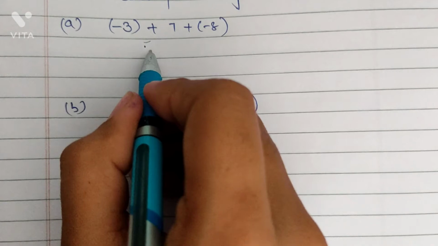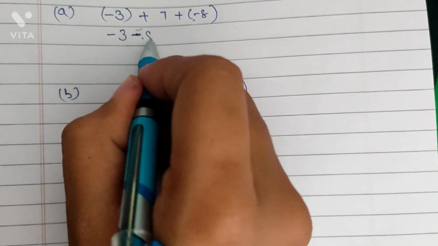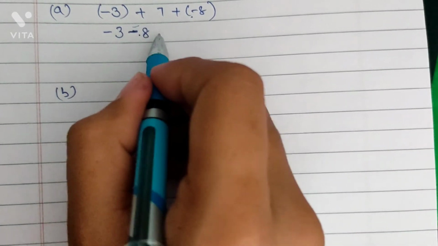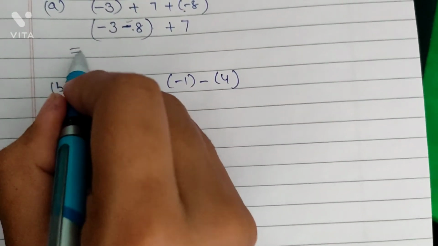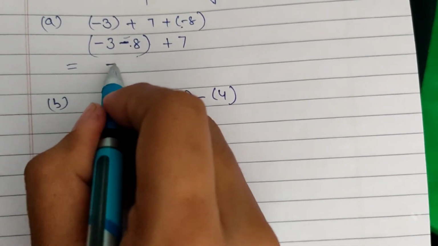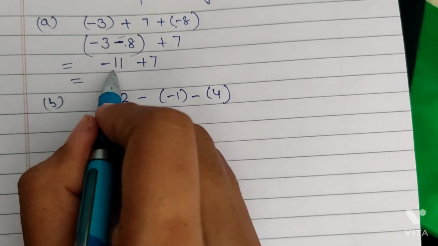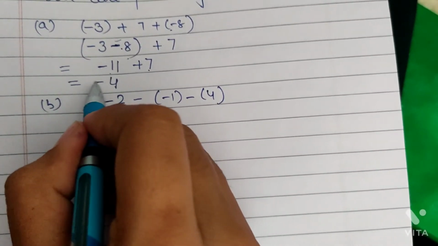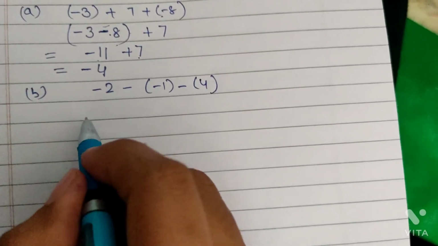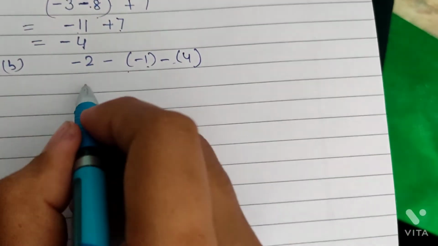Next is solve the following. For this we will find out numbers of same sign. We will get minus 3 and minus 8. By adding both we will get 11 with minus sign. Second number is plus 7. Both are of opposite sign, so we will subtract it. Result will be minus 4, as 11 is of greater sign.